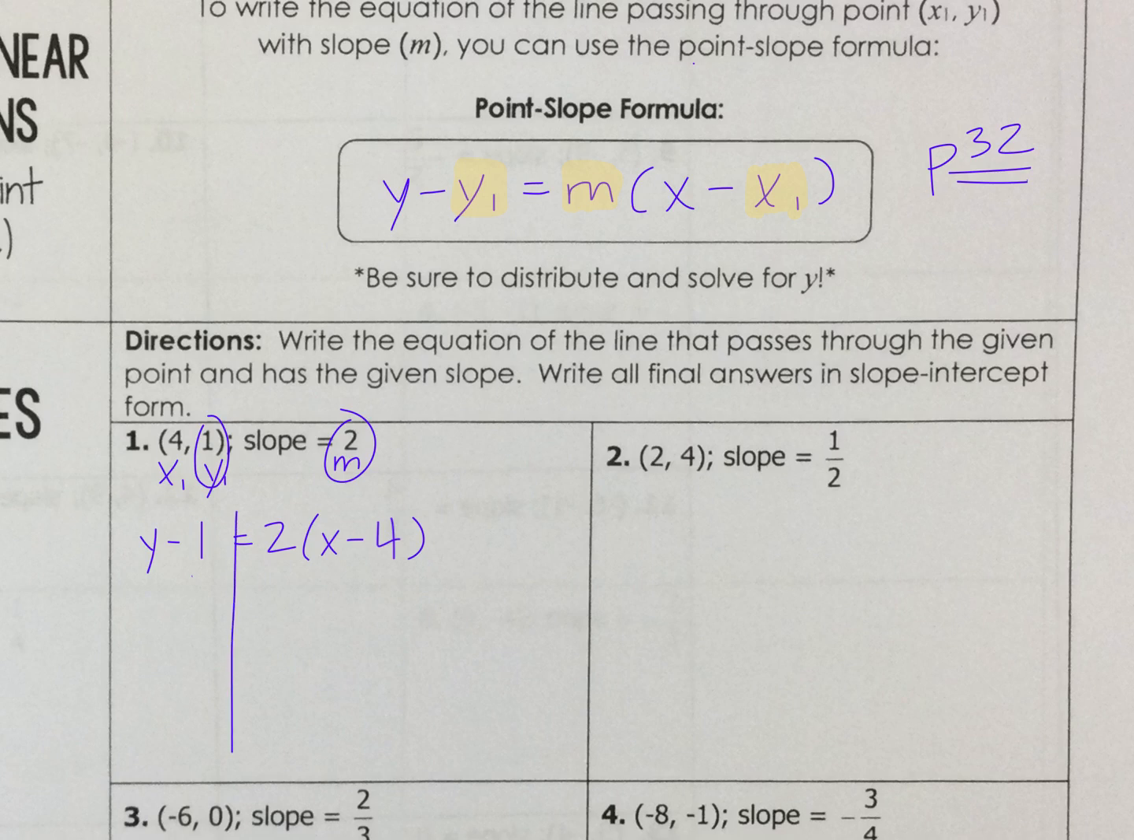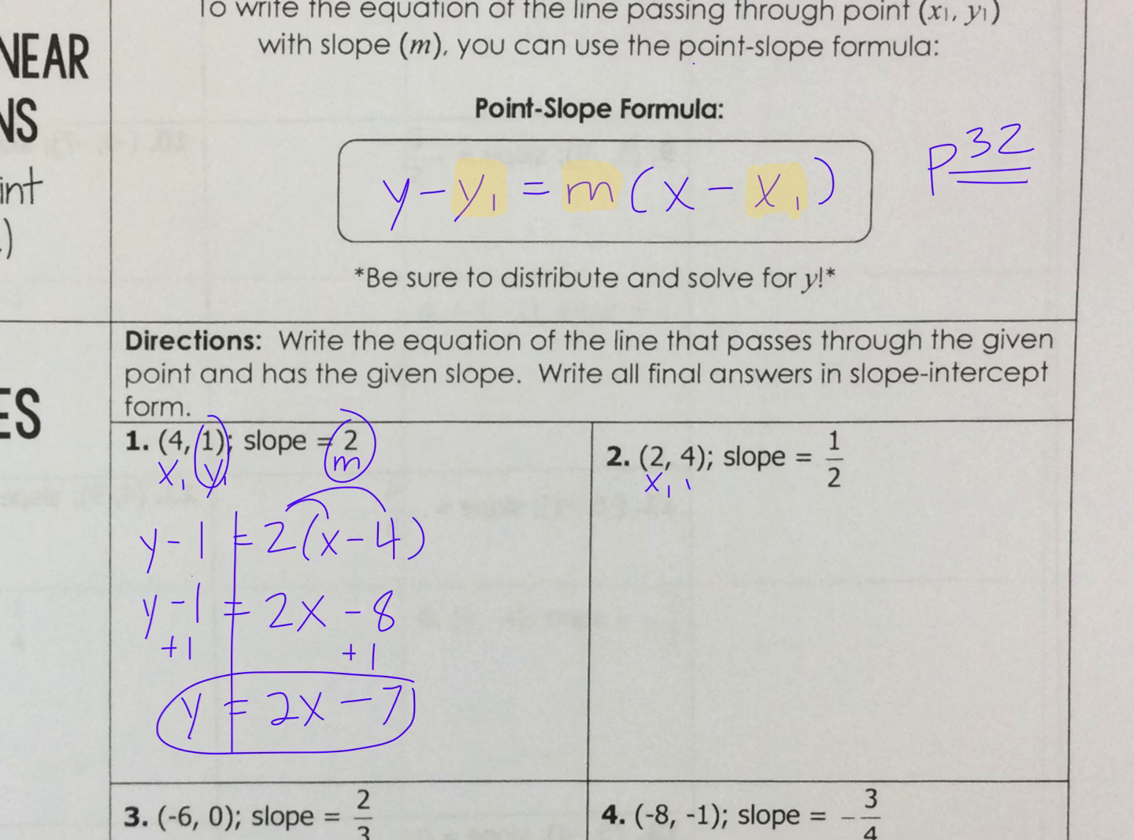Okay, now I just have to solve this. y minus 1 equals 2 times x is 2x. 2 times negative 4 is negative 8. The only thing left to do is to add 1. I get y equals 2x minus 7. All right, and now it's in slope-intercept form. I can graph it or do whatever with it.